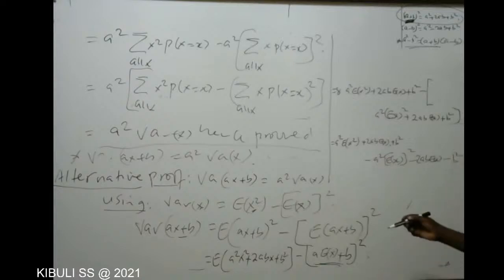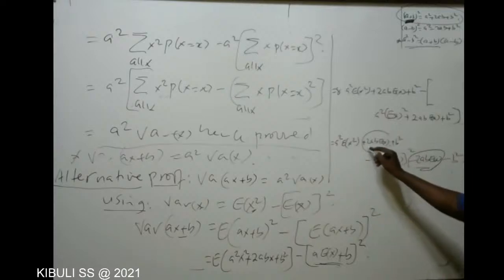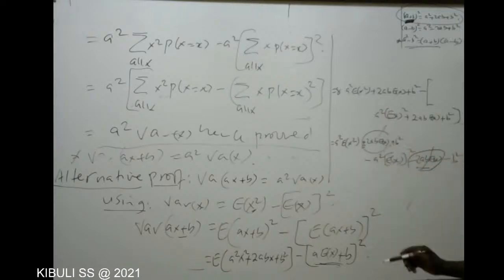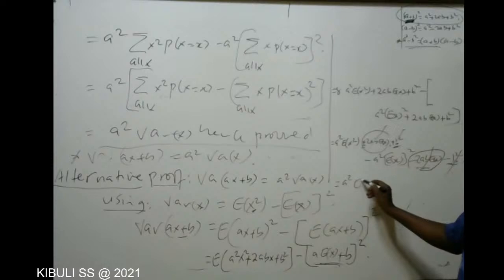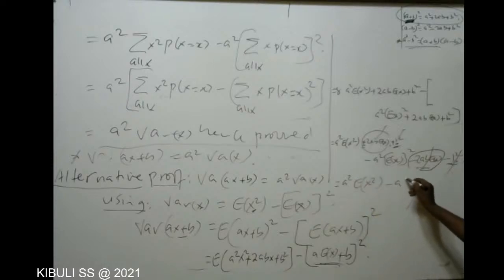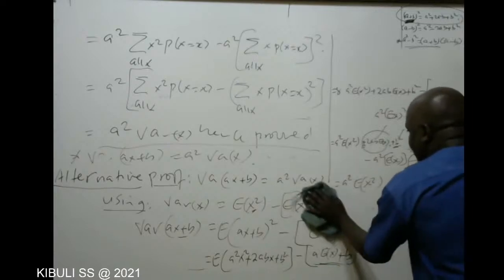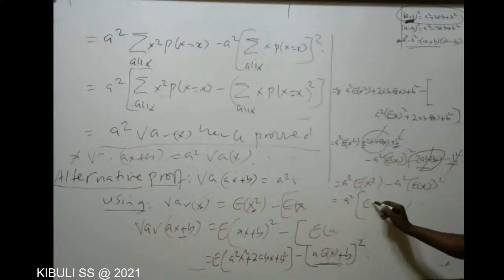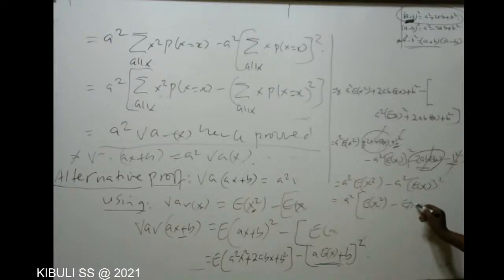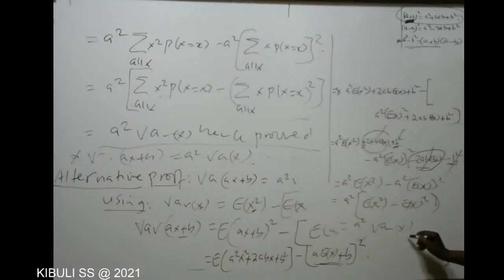So once you have this now, you can see this term here is the same as this term. This one is positive, this one is negative, so they will cancel. This one is positive, this one is negative, so they will cancel. And you will be left with a squared, expectation of x squared, minus a squared, expectation of x squared. So technically, you come to the same conclusion. I say this will be a squared, open brackets, expectation of x squared, minus expectation of x squared. And this is equal to a squared, variance of x.